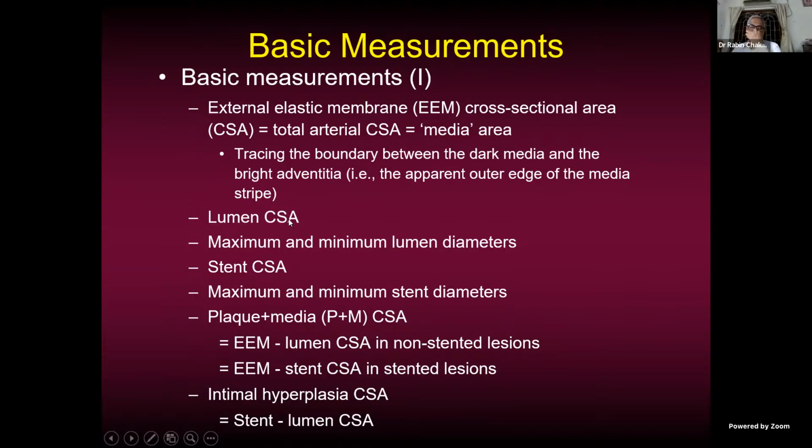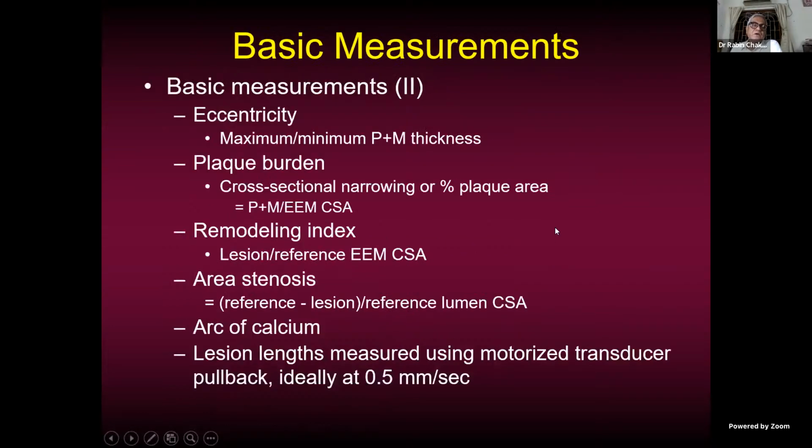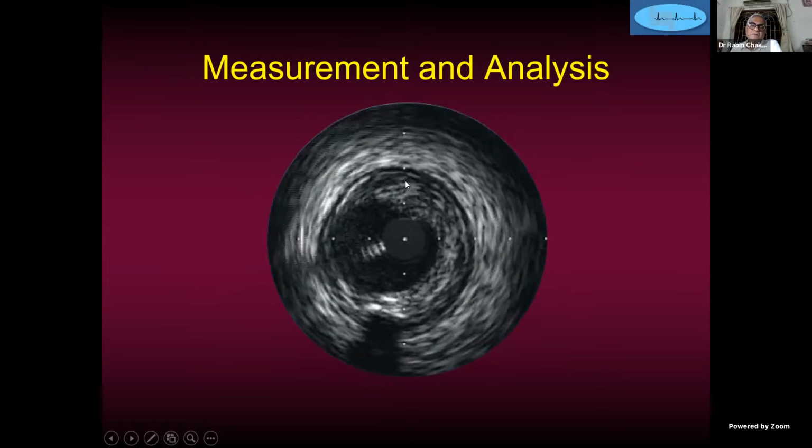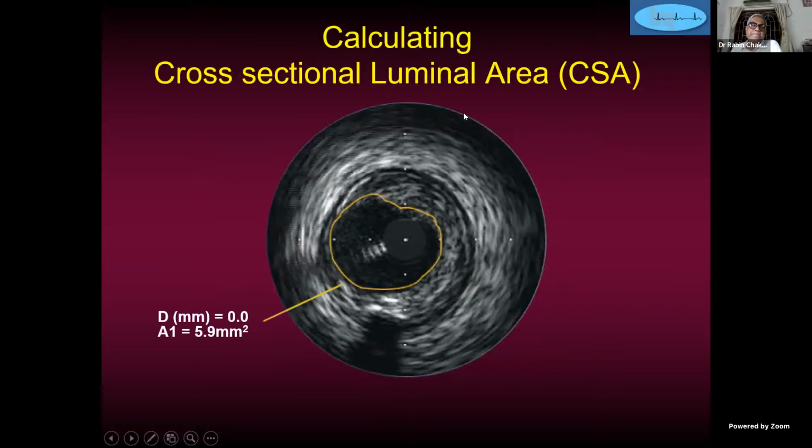Lumen cross-sectional area can be measured. Maximum and minimal lumen diameter. Stent cross-sectional area also can be measured. Maximum and minimum stent. Nowadays, there is a lot of software inside the IVUS. You can actually click those and get the whole thing. Plus media measurements. Everything can be done through this, including intima, hyperplasia, and stent. Measurements of analysis also can be done.